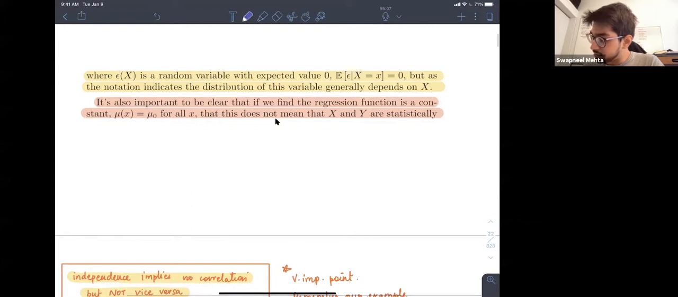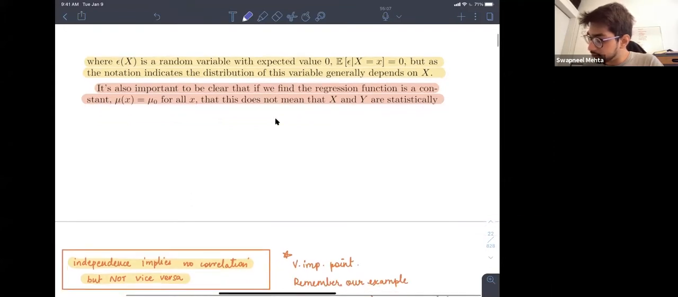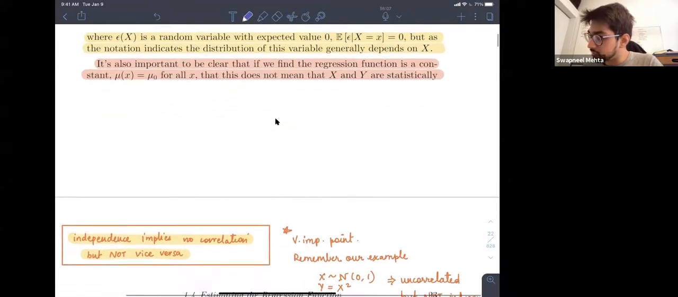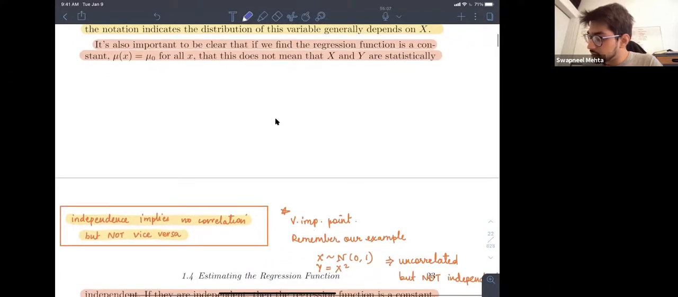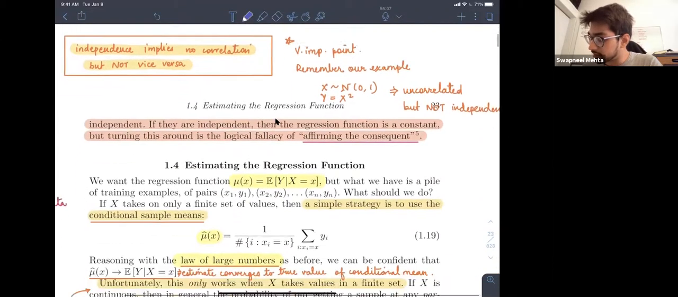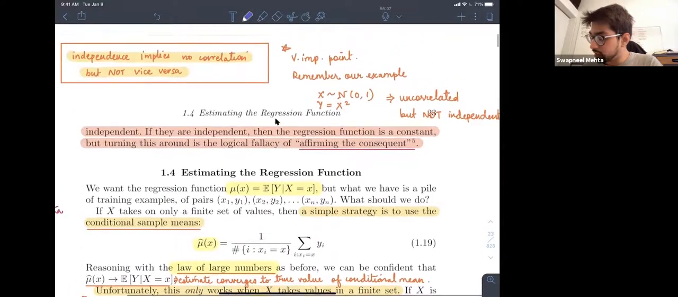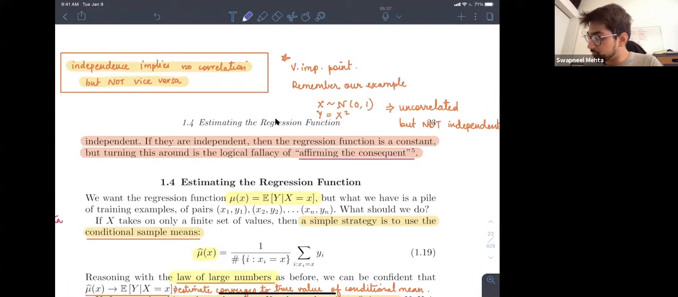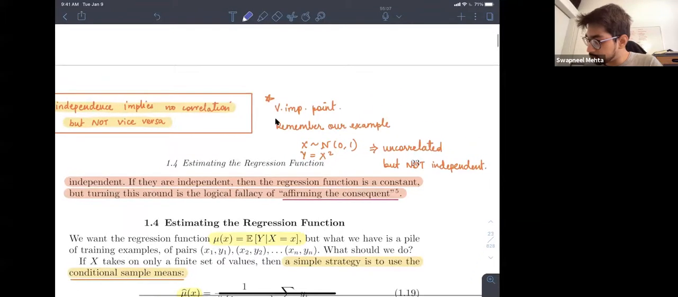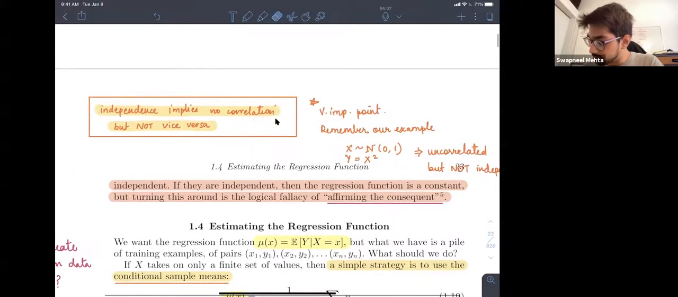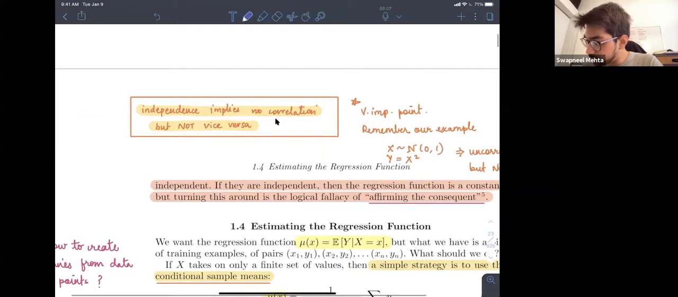Yeah, where epsilon is a random variable with expected value 0, but as the notation indicates, the distribution generally depends on x. It is also important to be clear that if we find the regression function is a constant, this does not mean that x and y are statistically independent. If they are independent, then the regression function is a constant, but do not turn this around. And there is a simple example to prove this rule, that independence implies uncorrelatedness, but not vice versa.